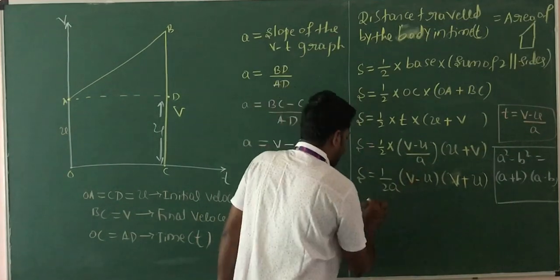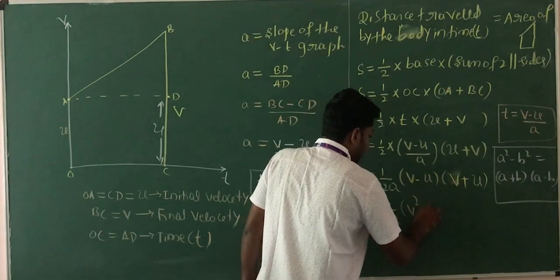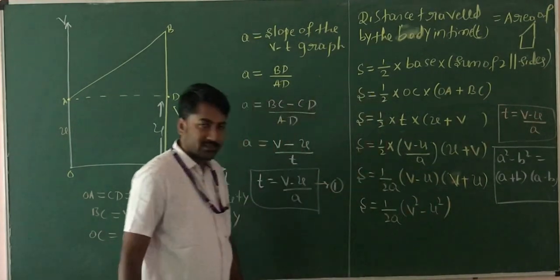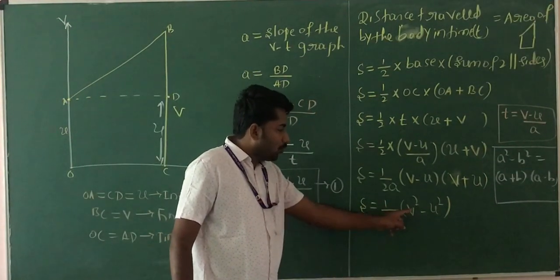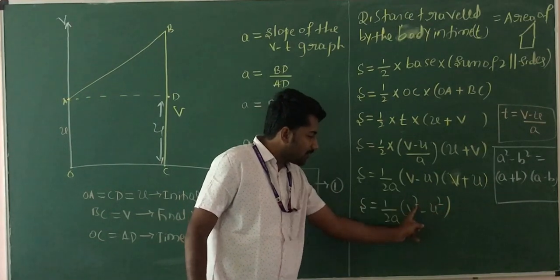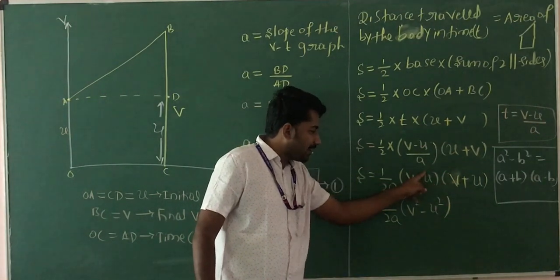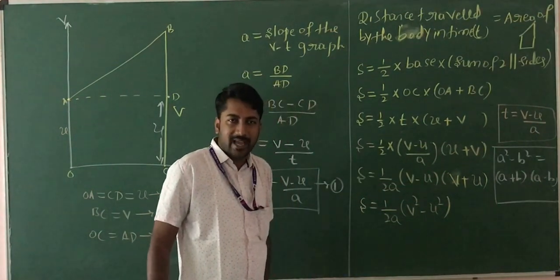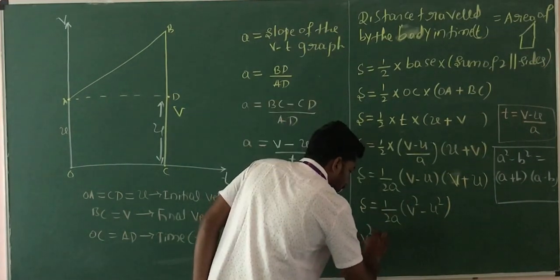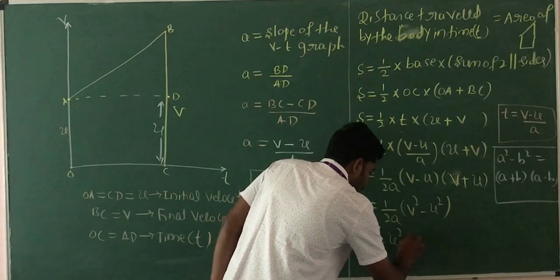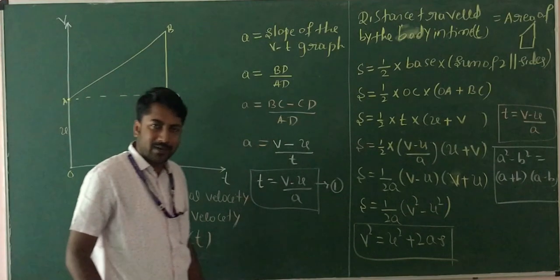Now I can write this equation: S is equal to 1 divided by 2a into v square minus u square. It is in the form of the a square minus b square formula, a square minus b square is equal to a plus b, a minus b. From this equation, we get v square is equal to u square plus 2as.